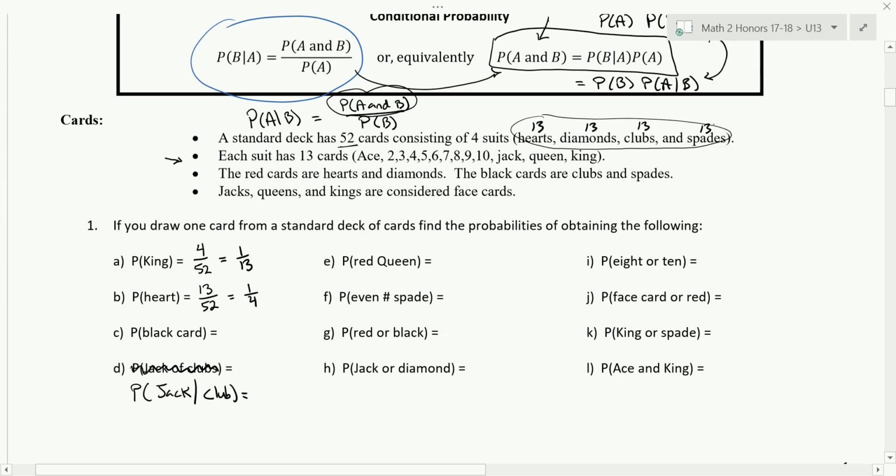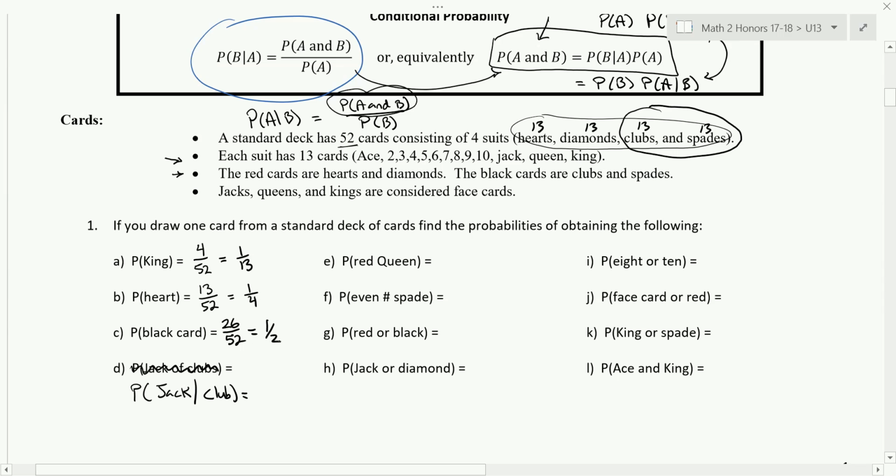And then some of those are black cards, some of those are red cards. If you look at the third bullet point, the red cards are your hearts and diamonds, the black cards are your clubs and your spades. So these right here, the clubs and the spades, make up your black cards. So how many black cards are there? 26. There you go. So 26 out of the 52, which is half of our deck.